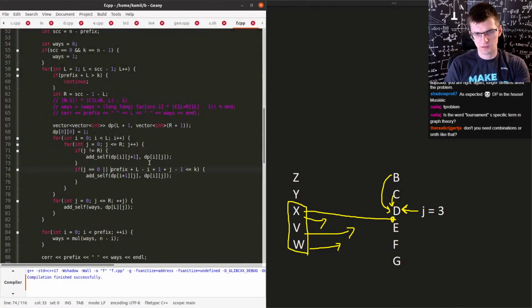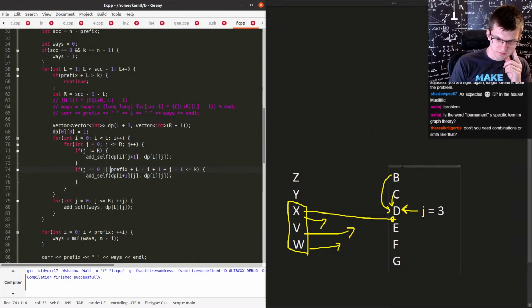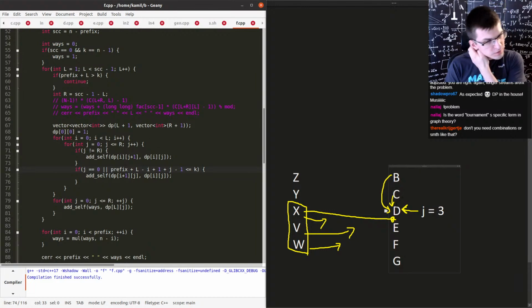'67 again, nothing changed. Because if F is 0, then there is no guy above. 1, 2, 3. Prefix plus L minus I plus 1 plus J minus 1. It looks good.